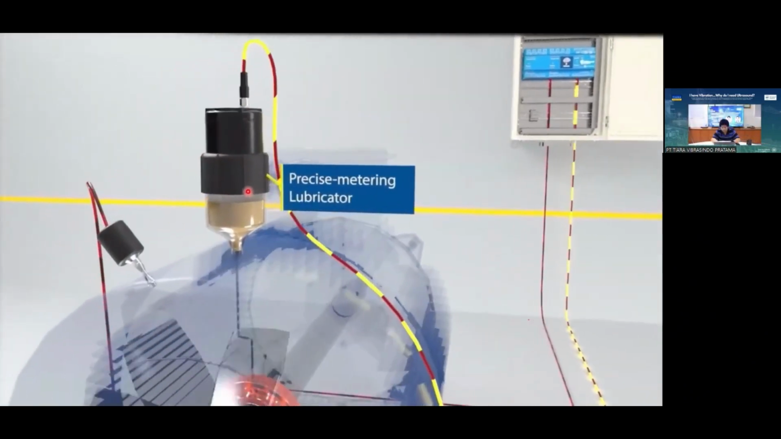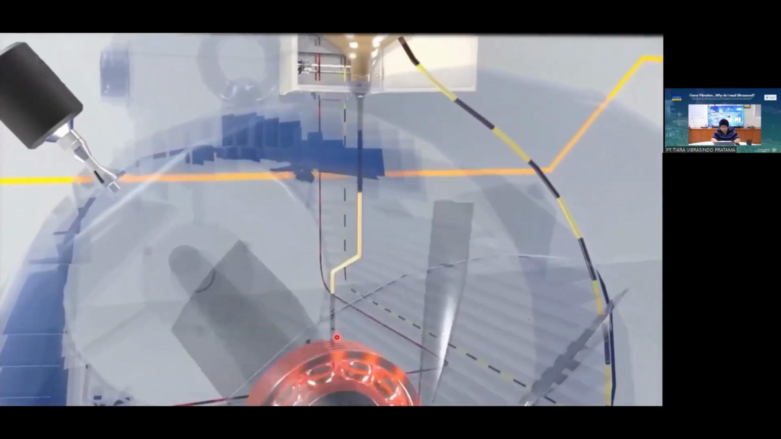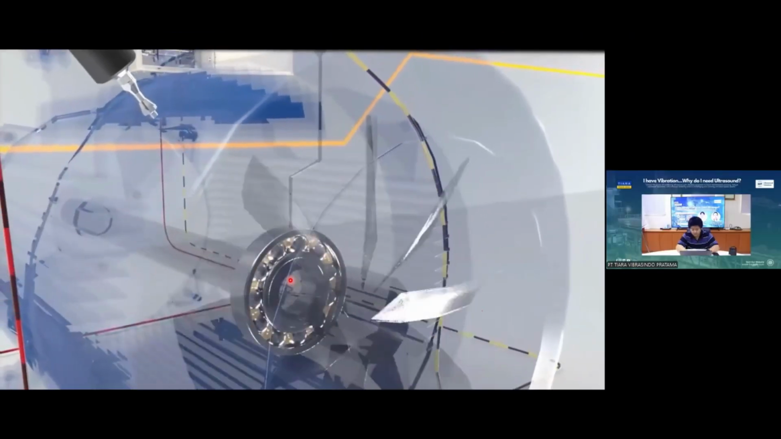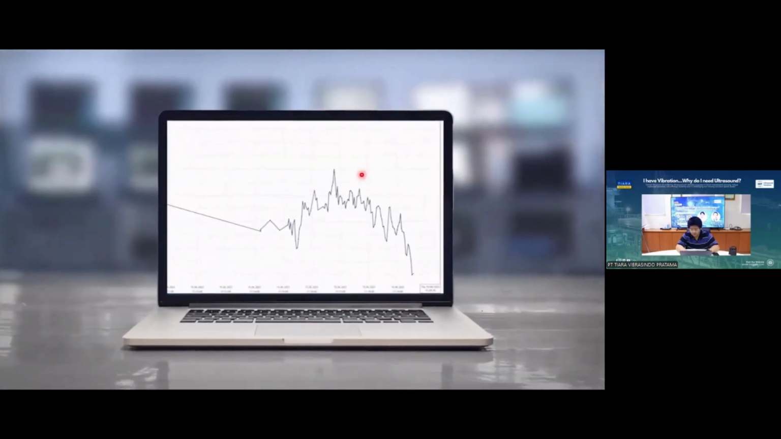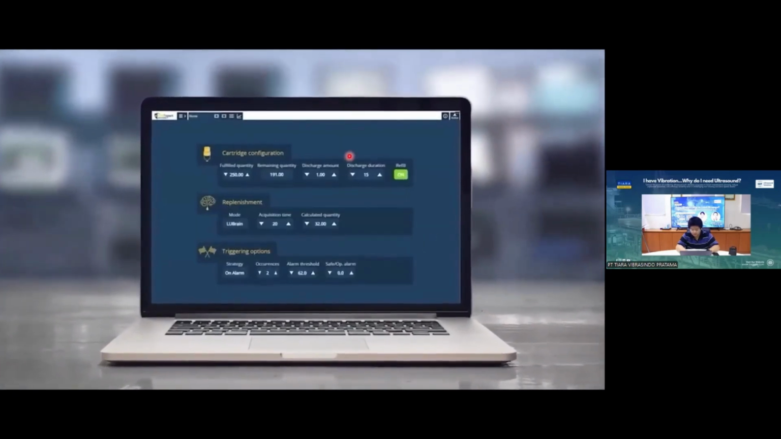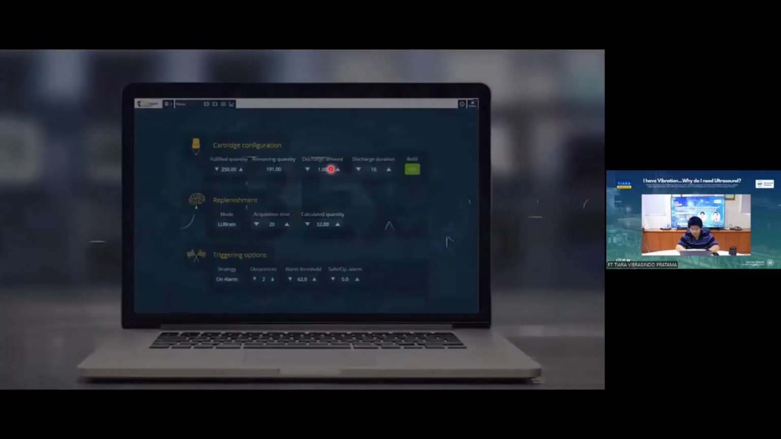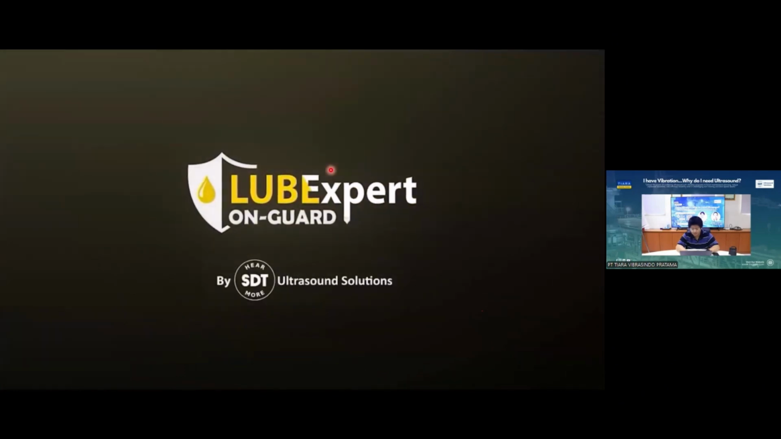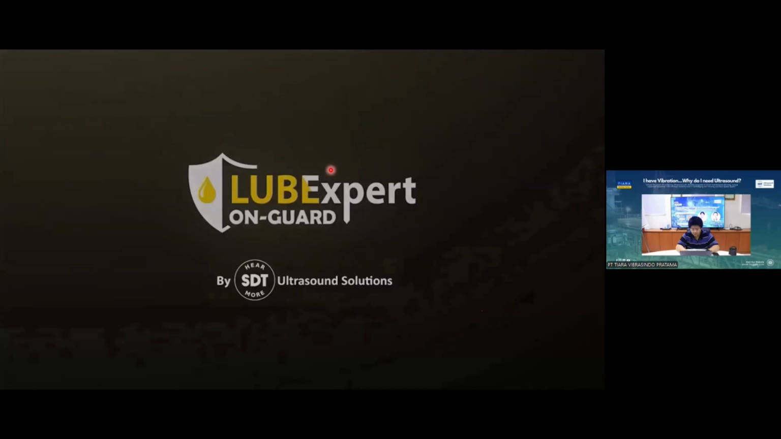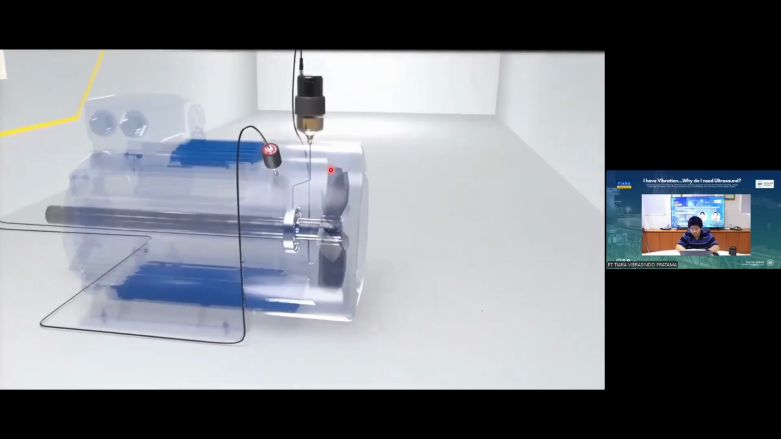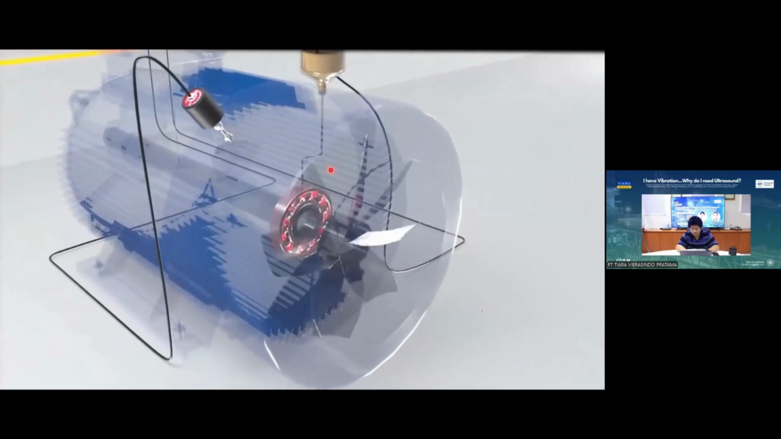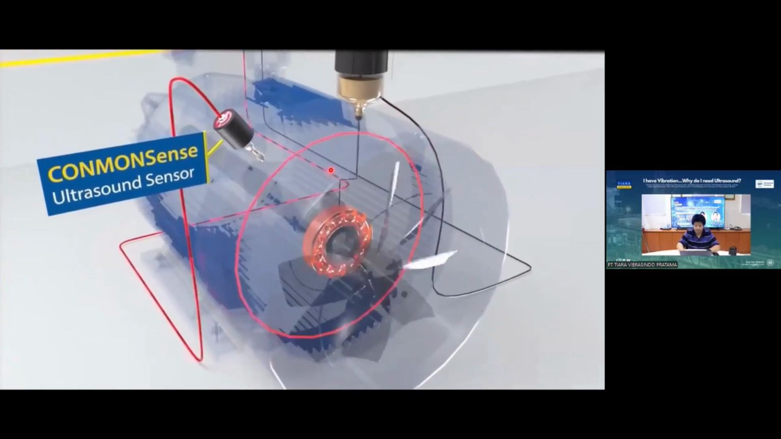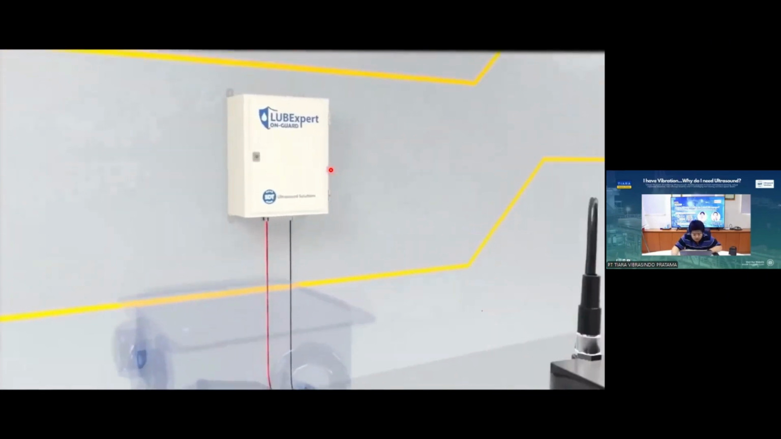The auto lubricator puts the grease inside the bearing. If the ultrasound measurement goes high, we put the grease inside. If the ultrasound drops, we stop. If it goes high again, we put the grease inside automatically. This is what we control with the AI algorithm model. It's just a little expert. So you don't need manpower or a technician to bring the grease gun and put grease inside the bearing. You just install it one time, and then it follows up with automatic lubrication by the ultrasound technology.